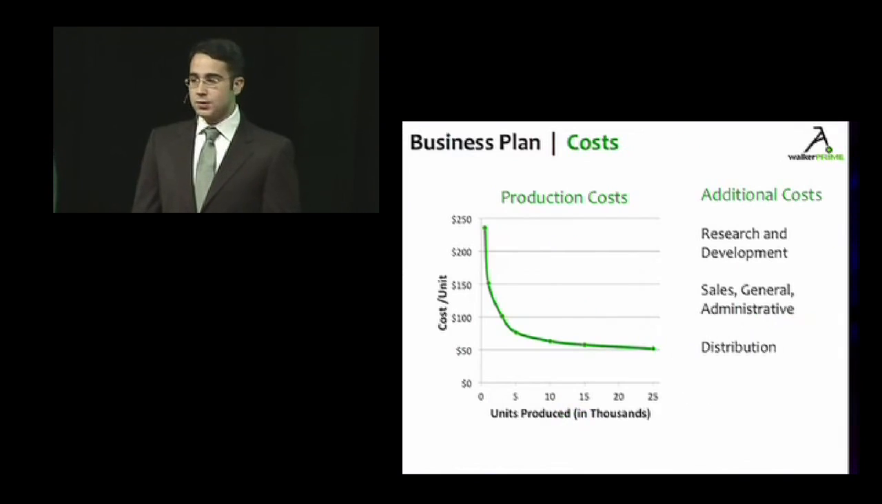Let's take a look at our costs. We first look at production. We divide our production costs into manufacturing, materials, and assembly costs. And we found that the cost per unit decreases with the production, as expected by the economies of scale. In addition to production costs, we looked into research and development costs, sales, general administrative costs, and distribution expenses.